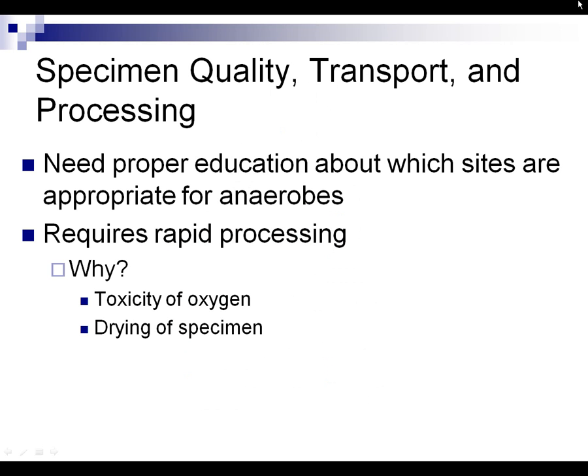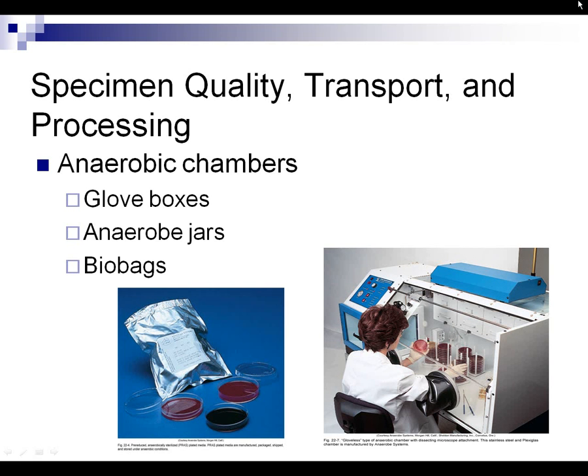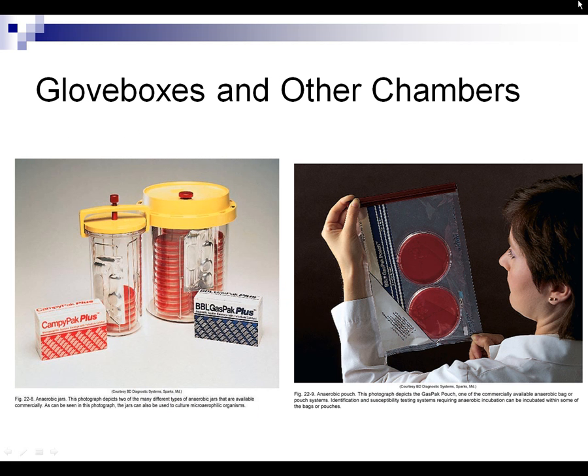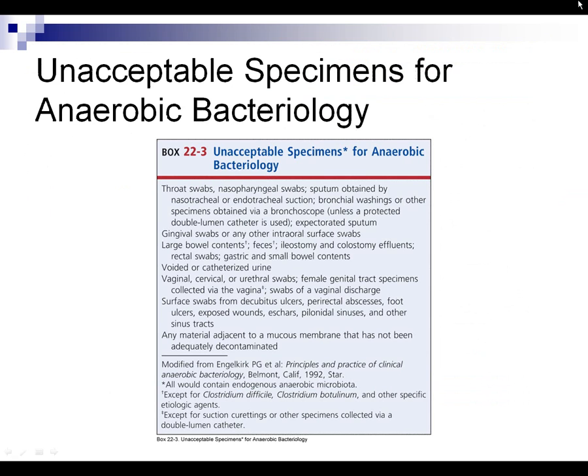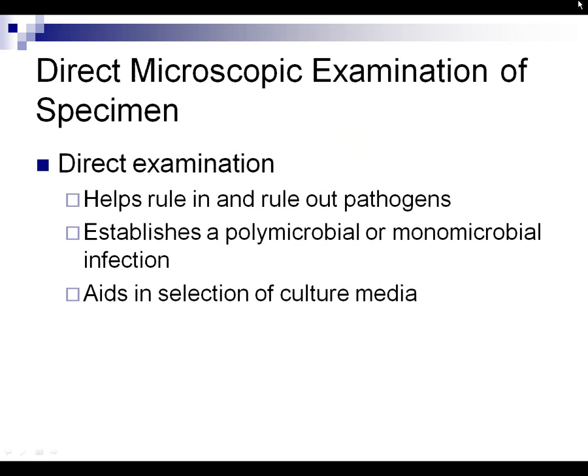Specimen quality is very important for anaerobes. We talked about this in class. We've got to make sure that we transport it very quickly because we do not want oxygen to destroy the sample, or drying out of the sample can also destroy the quality. How we work up anaerobes is important. There's different ways of working them up in order to keep them away from the oxygen. Be sure to know the unacceptable types of specimens for anaerobic workups.